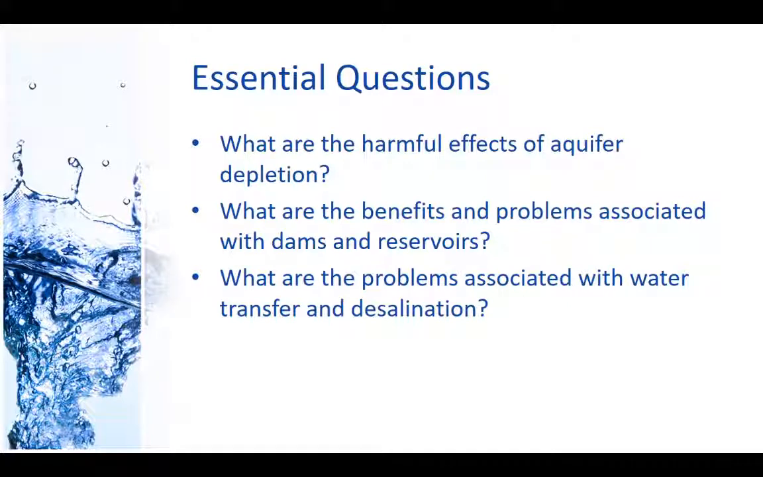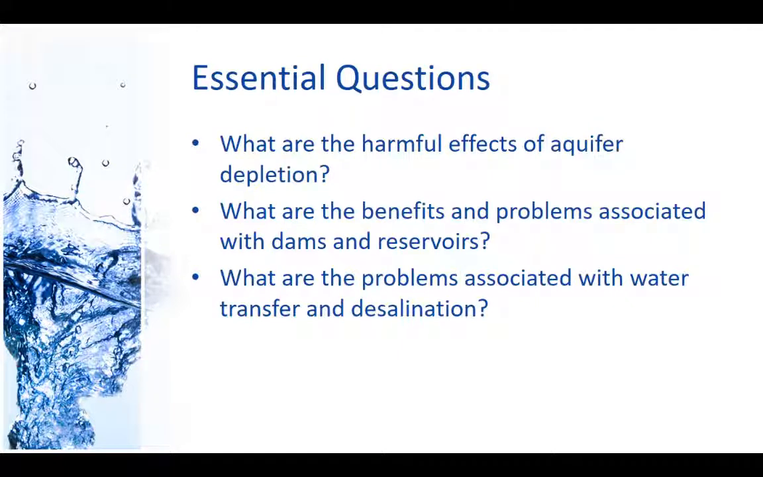Number one, what are the harmful effects of aquifer depletion? We introduced you to aquifers last time. Today, we need to discuss what's happening. The San Joaquin River is just one example of this aquifer depletion. Number two, what are the benefits and problems associated with dams and reservoirs?